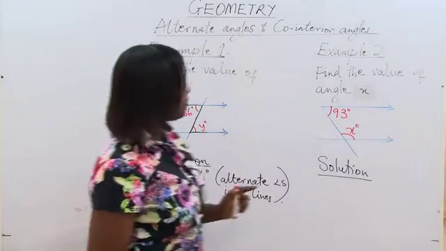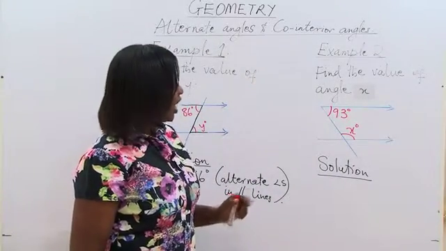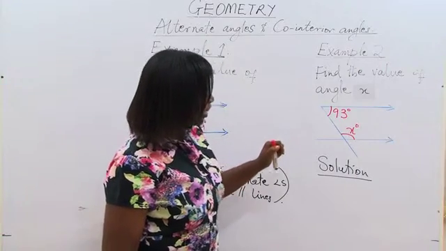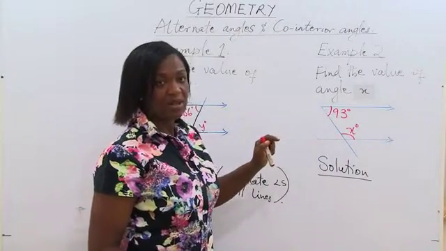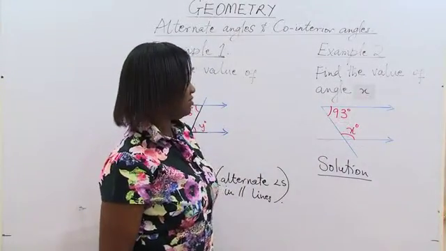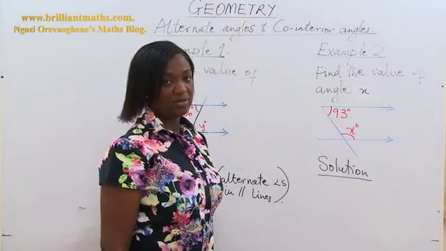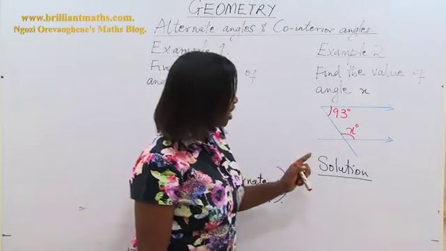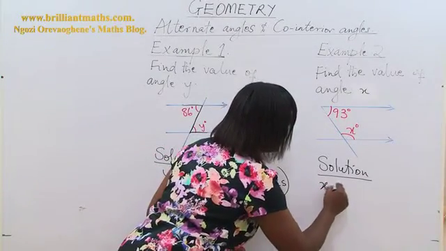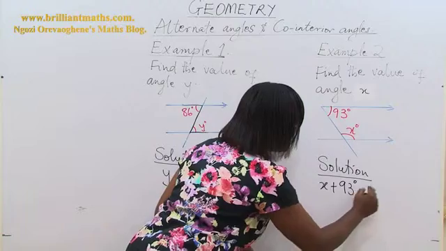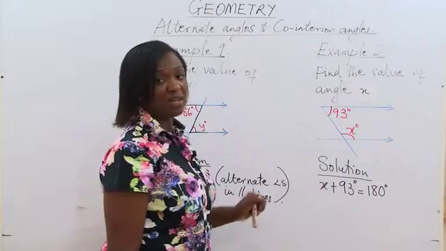In example 2, we also have two parallel lines, and then we have two angles that lie on the same side of the transversal and in between. So these angles are co-interior angles. And we learned that co-interior angles add up to 180 degrees. So we say that x plus 93 degrees is equal to 180 degrees. Always give your reason, because that shows that you understand what you're doing.